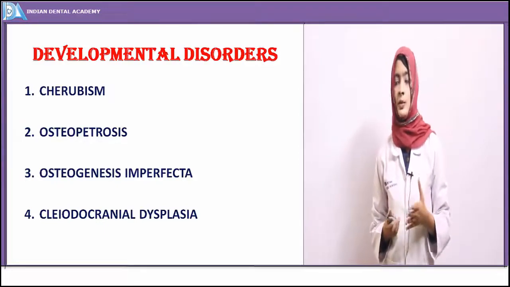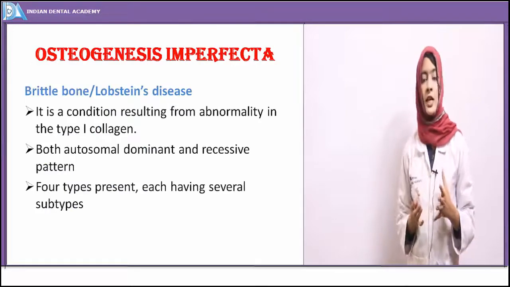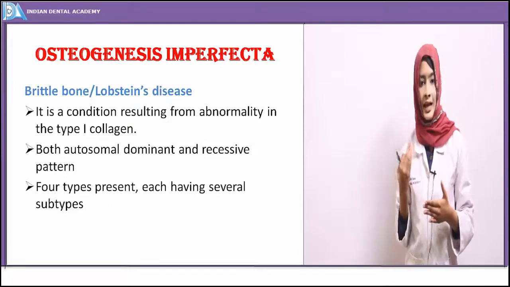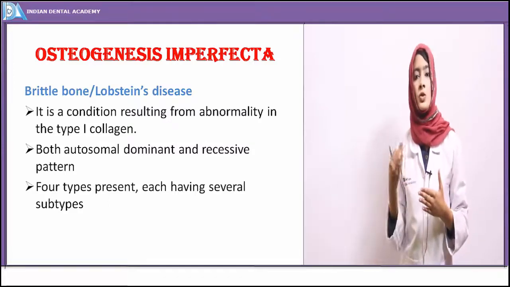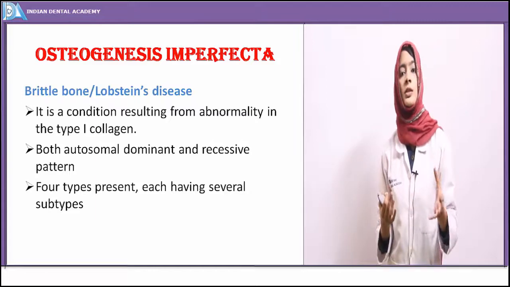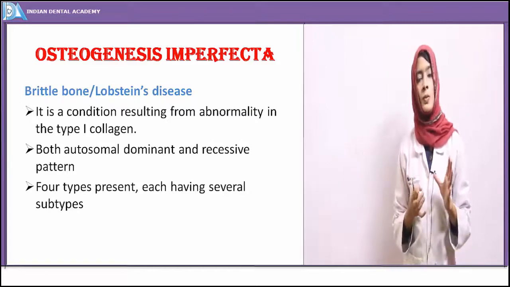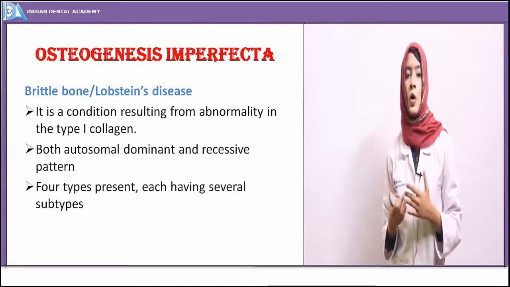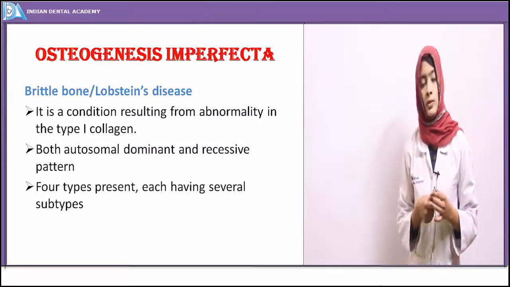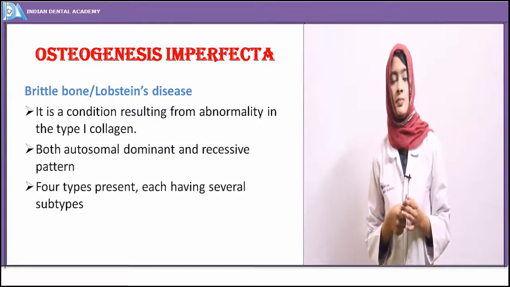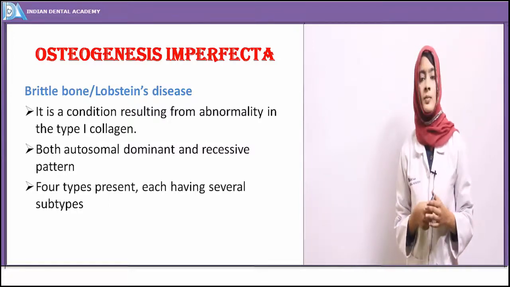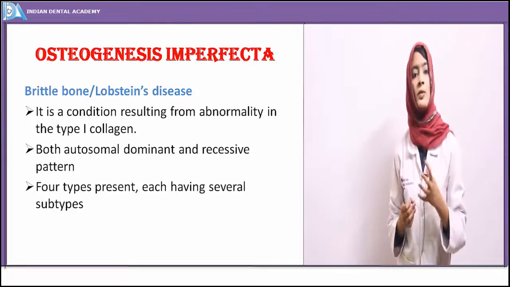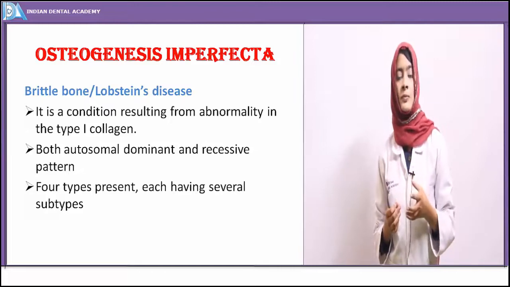What is osteogenesis imperfecta? It's considered a serious disease. It is hereditary in nature, transmitted as an autosomal dominant form with a variety of mutations. Most commonly it is autosomal dominant only. It's known by other names like brittle bone disease or Lobstein's disease. So what gives rise to osteogenesis imperfecta? It basically arises from an abnormality in the type 1 collagen molecule. So there is some defect in the formation of the type 1 collagen molecule.